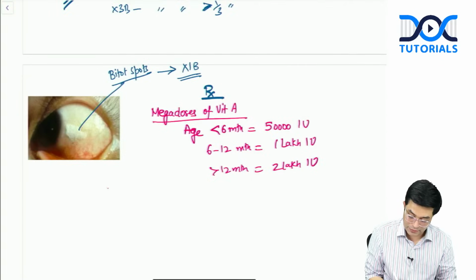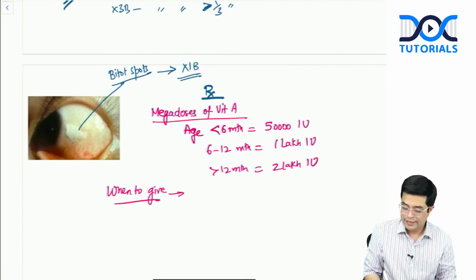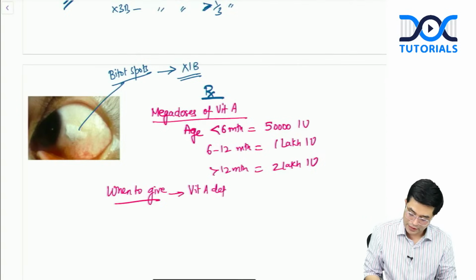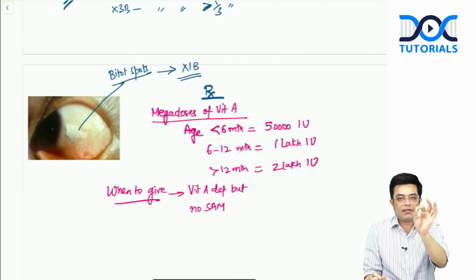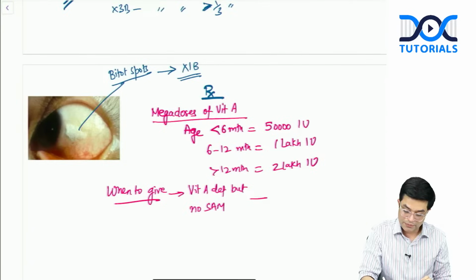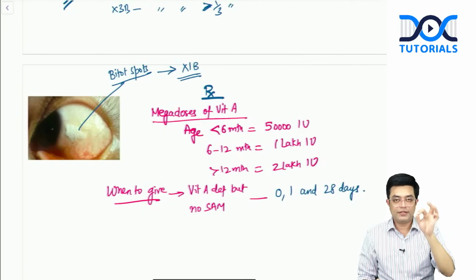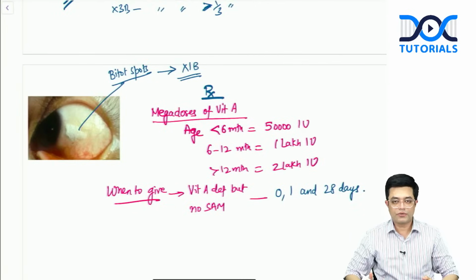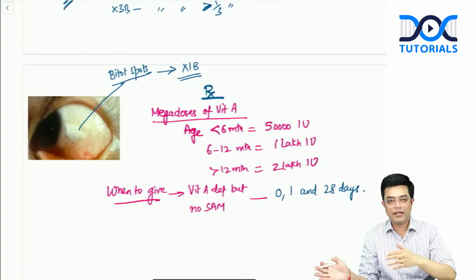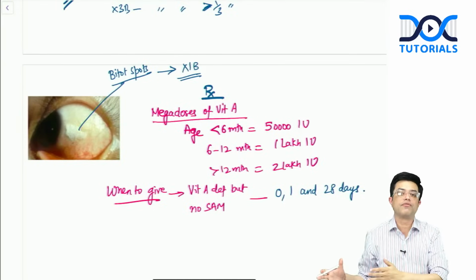When to give? In vitamin A deficiency states, in all children with vitamin A deficiency but no SAM. SAM means severe acute malnutrition; this child does not have it, only vitamin A deficiency. In such babies we will give doses on days 0, 1 and 28. This is a common mistake which people make. 0 means the day it is diagnosed, 1 means the next day, and 28 days means after about 4 weeks.